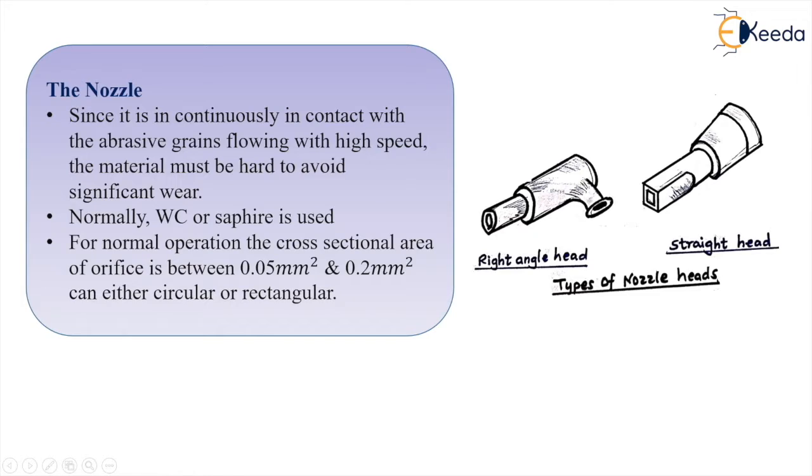So it should be hard enough to avoid significant wear of the tool itself, or nozzle itself, because of the abrasive grains. In AJM normally tungsten carbide and sapphire are used, but sapphire is very costly. The cross section area of the orifice of these nozzles ranges from 0.05 square millimeter up to 0.2 square millimeter, and the cross section may be either circular or rectangular.